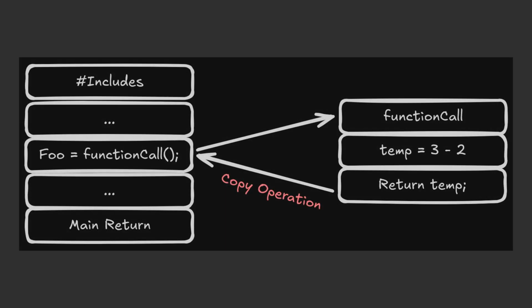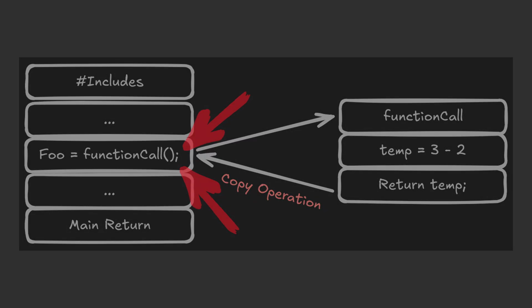Return value optimization. When a C++ function returns an object by value, you might expect the compiler to create a temporary object, then copy or move it into the variable at the call site. This sounds simple, but it can be inefficient, especially if the object is large or manages expensive resources like memory or file handlers. Return value optimization, or RVO, is a compiler optimization that avoids this by constructing the return value directly in the memory space where it will ultimately live. In other words, instead of copying the result into place, the object is built there from the start.